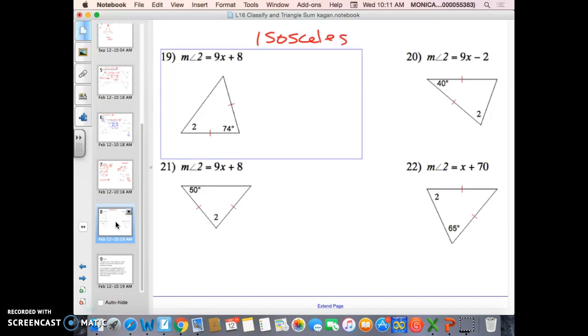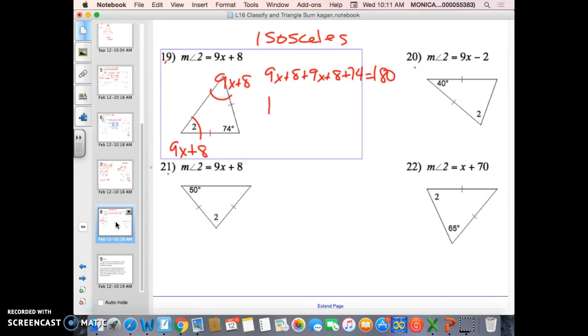Okay, so for angle 1, I just have to determine, do I have base angles or do I have a vertex angle? And so you'll notice in 19, 20, and 21, you have one base angle. This would be your base angle because it's across from this side. And this would be your base angle because it's across from this side. This is my vertex angle. So you have to do part plus part plus part equals 180. And so if I know this part is 9x plus 8, then I know this side is 9x plus 8. So you've got to add all 3 parts together: 9x plus 8 plus 9x plus 8 plus 74, and all that's going to equal 180.